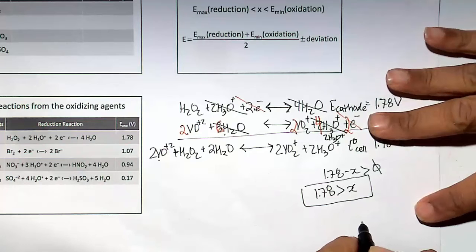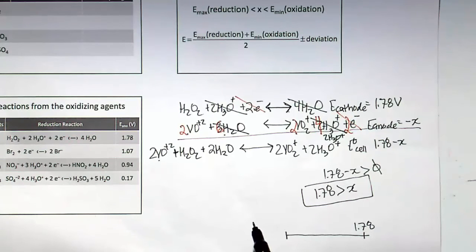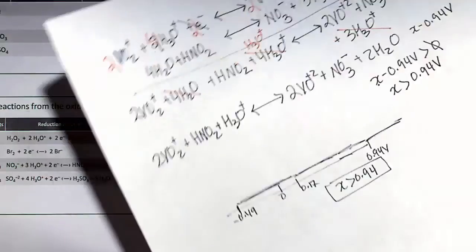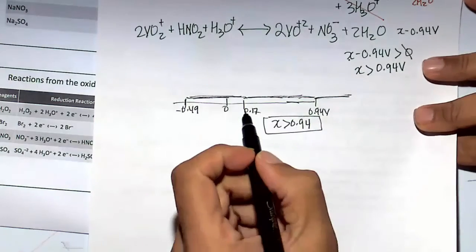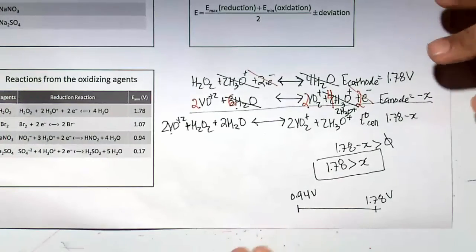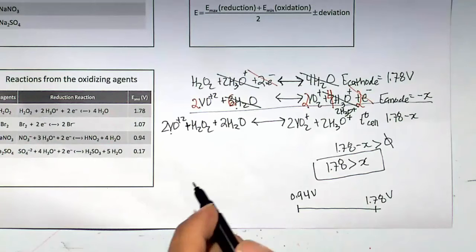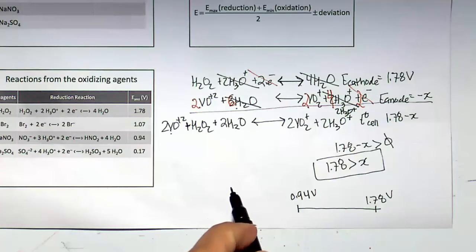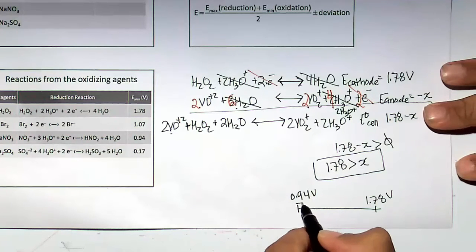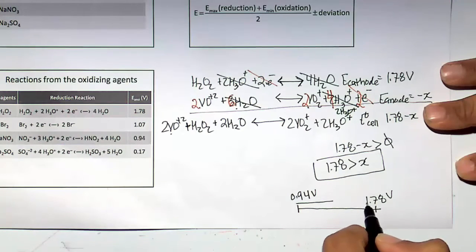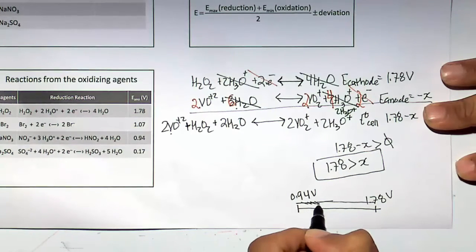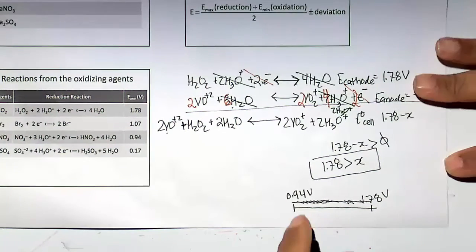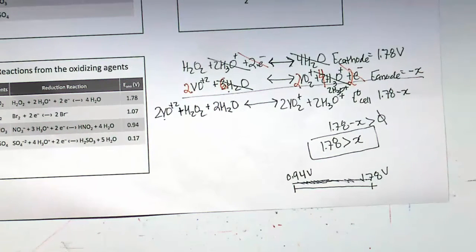On one end of the spectrum, we have 1.78, and on the other end of the spectrum, if we look back at our notes, we had 0.94. So here's our range between 0.94 volts and 1.78 volts. X must be greater than 0.94 volts. X must be less than 1.78 volts. This is the window in which we think this X lies.